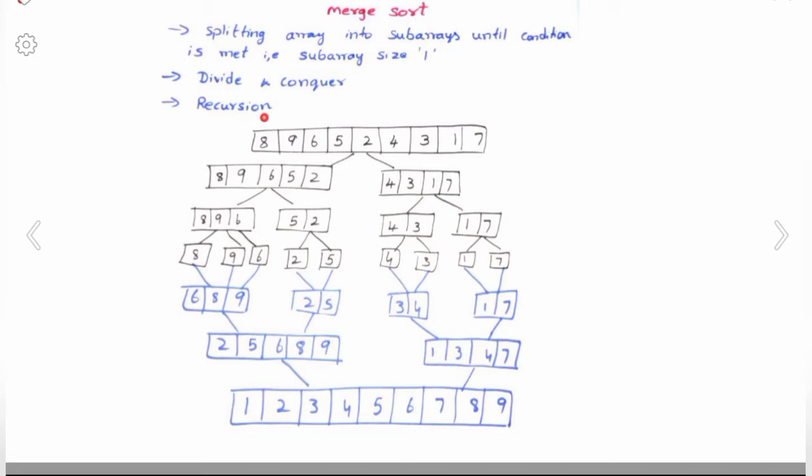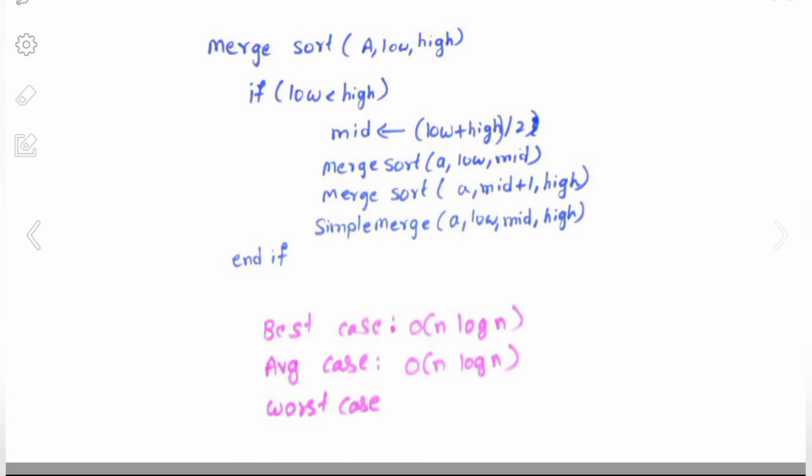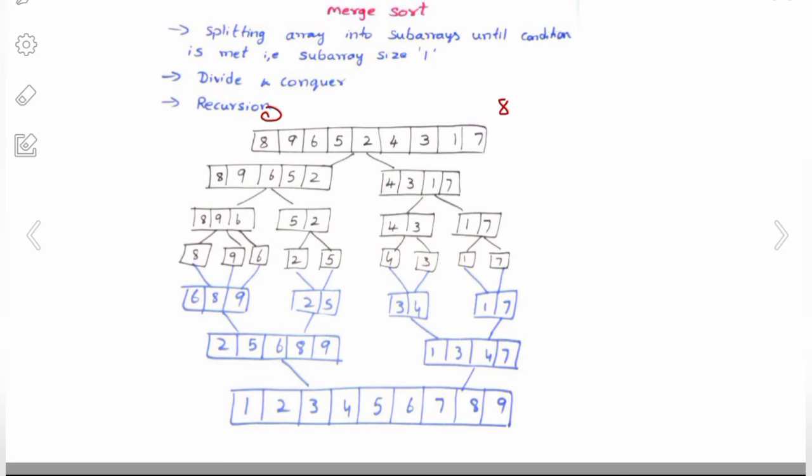So what is the position here? 0. At the 0th position 8 is there. So 0, 1, 2, 3, 4, 5, 6, 7, 8. At the 8th position 7 is there, right? So 0 to 8 elements are there. Now you have to apply this formula, middle equals low plus high by 2. So 0 plus 8 by 2 is 4. So we are going to divide the elements after the 4 positions. So 1, 2, 3, 4. At this part we split the array into two parts.